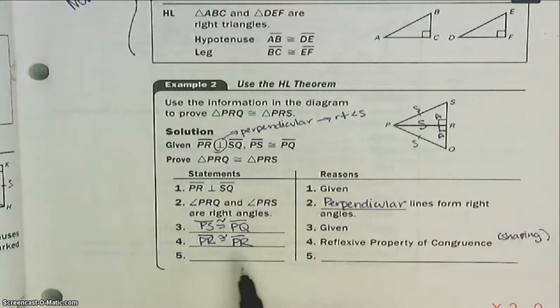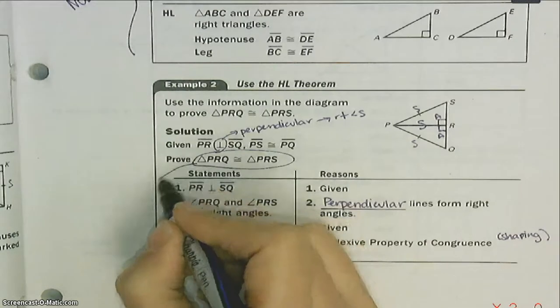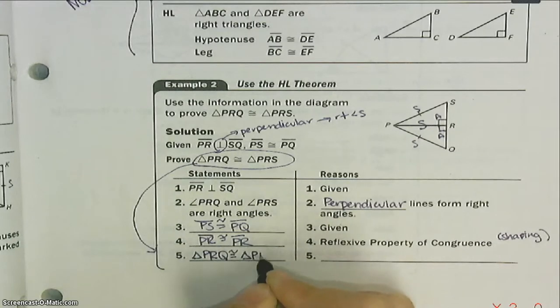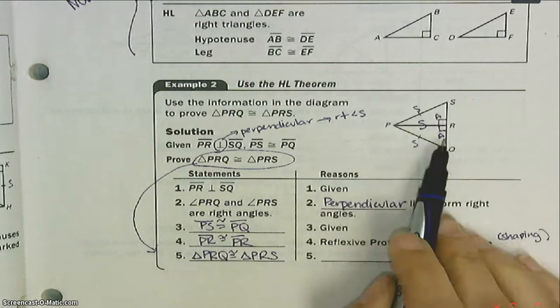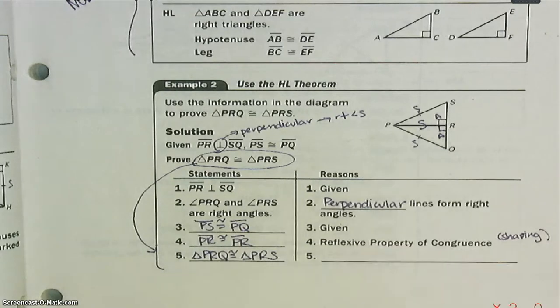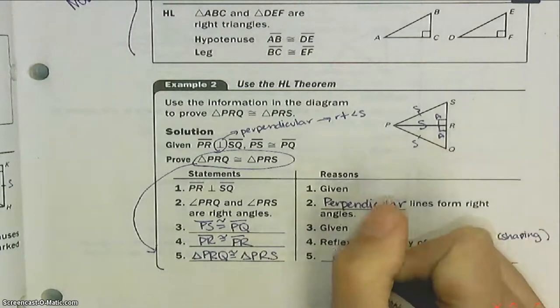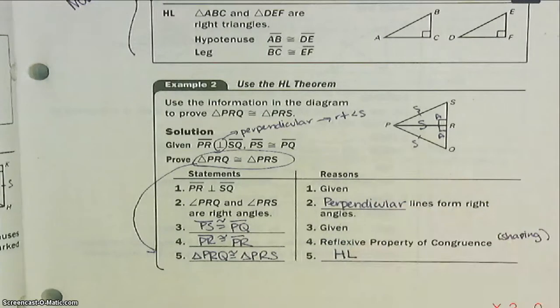And the last line is always what you're trying to prove. We're trying to prove that triangle PRQ is congruent to triangle PRS. And why? Well, it's not angle side side, because that's not allowed. But since it is a right triangle, we call it HL.